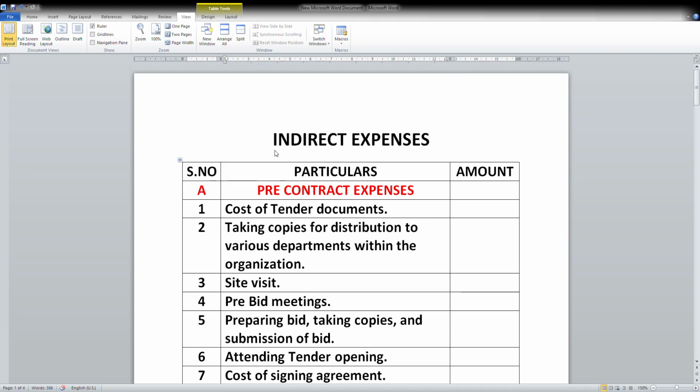Today's topic is indirect expenses. So in quantity survey, you have both the direct expenses and indirect expenses in rate analysis.